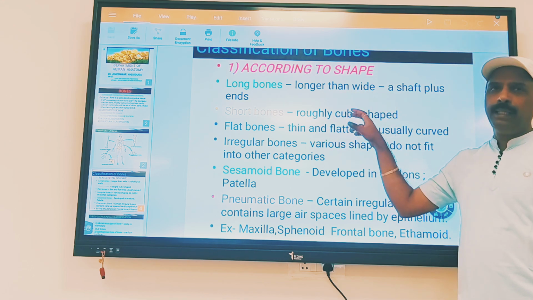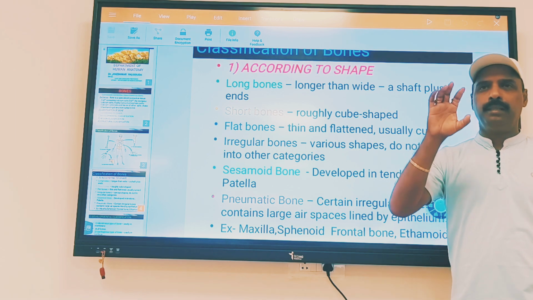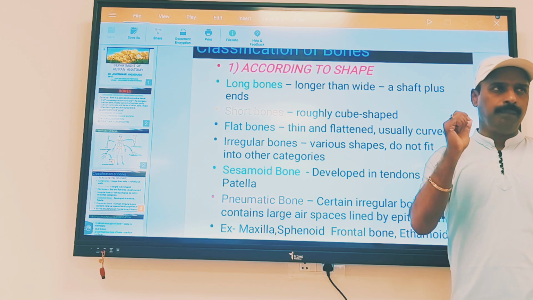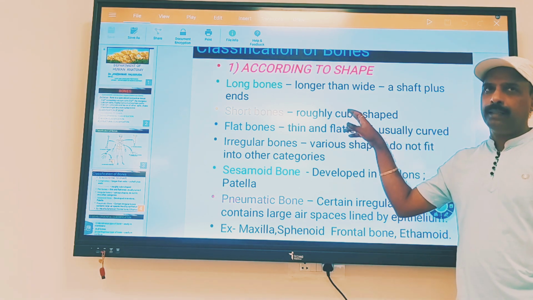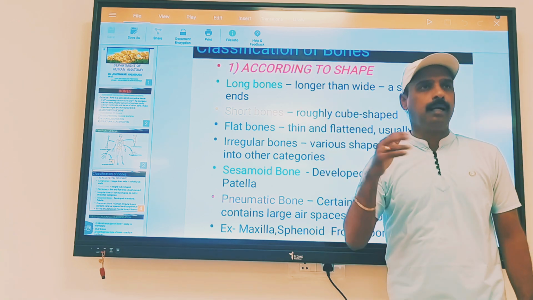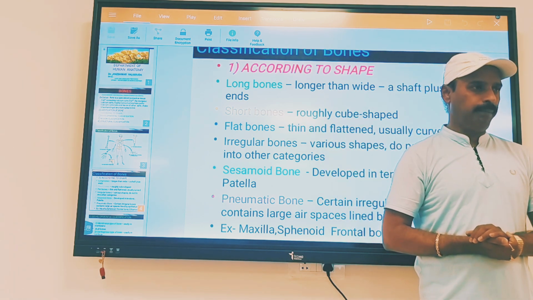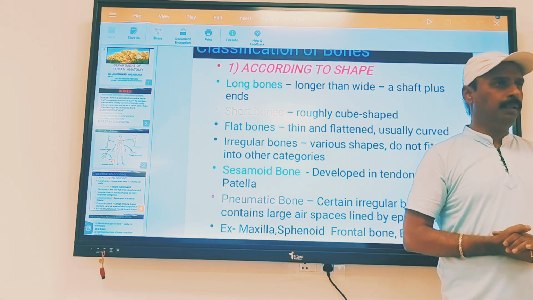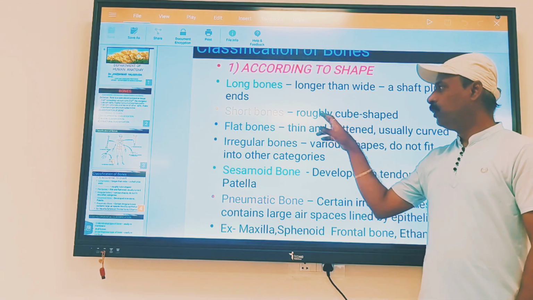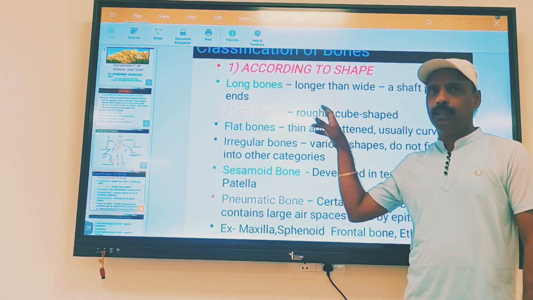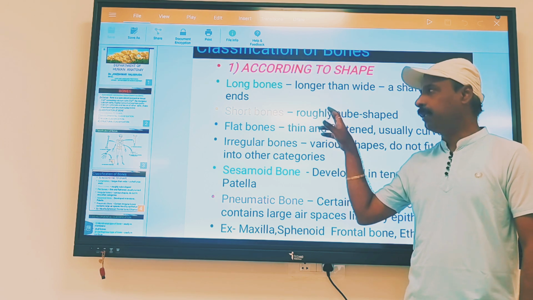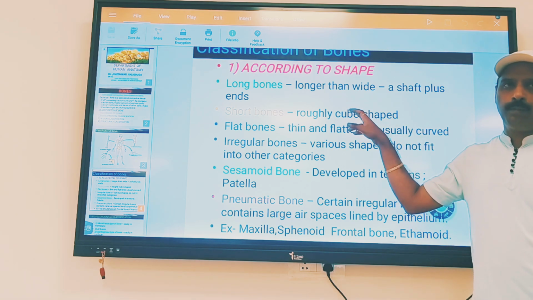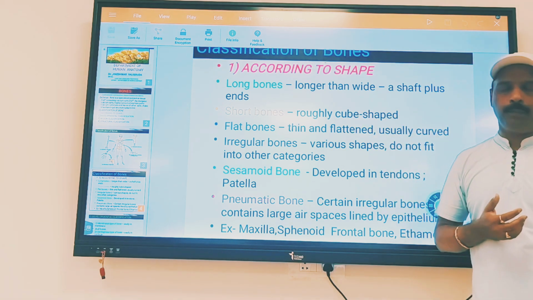Short bones are roughly cuboidal, meaning they have 6 surfaces and appear like a cube. They are the carpal bones and tarsal bones. Carpal bones we have in the hand, tarsal bones in the foot region. We have 8 carpal bones and 7 tarsal bones, which you have to remember. So examples of short bones are the tarsal and carpal bones.